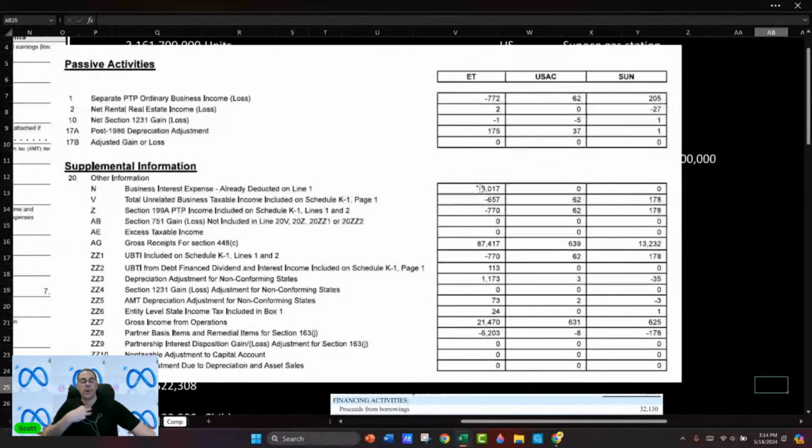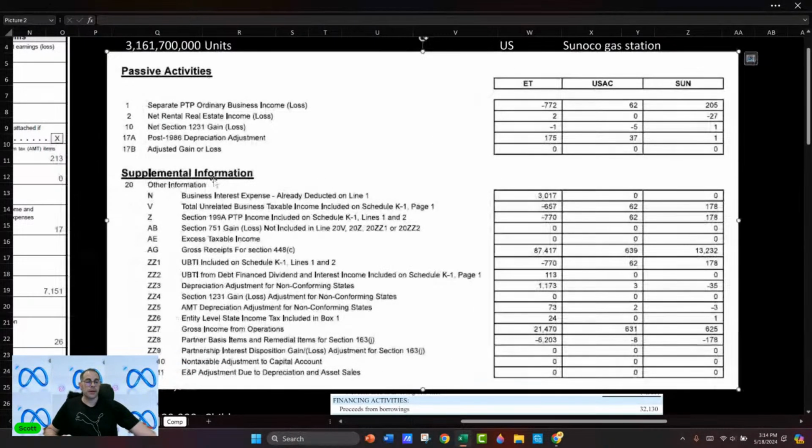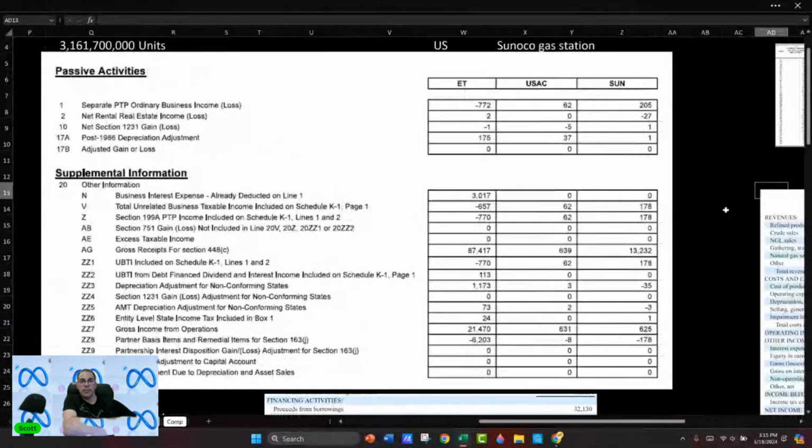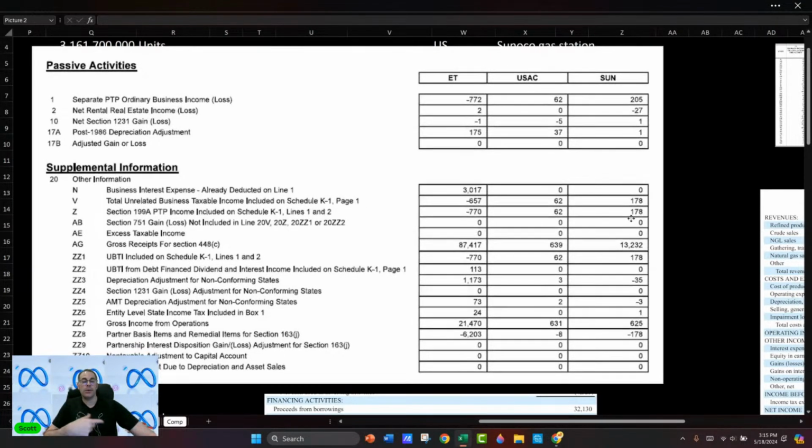So that's my portion of the interest expense. That's already deducted on line 1. Oh, that's deducted here. Because when they pay interest on their debt, I get that deduction on my personal tax returns. When you invest in something like Microsoft, all those expenses are part of the company. You only get the dividend if they give you a dividend at the end. But since I'm a partner in this company, I get to deduct all the expenses on my personal tax returns.